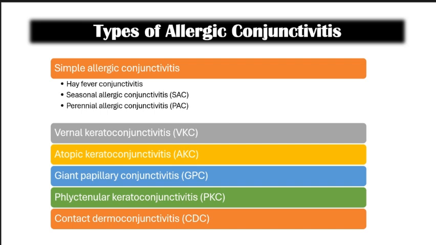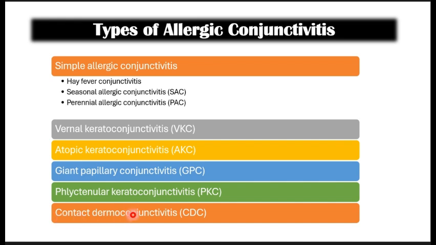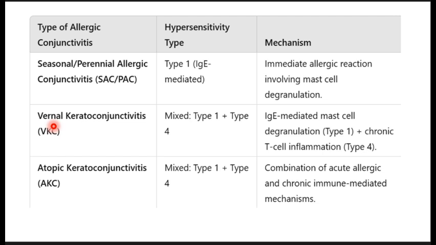Let us try to classify the types of allergic conjunctivitis. So we have simple allergic conjunctivitis, which is further classified into three categories. Then we have vernal keratoconjunctivitis, known as VKC. We have atopic keratoconjunctivitis, AKC, giant papillary conjunctivitis, abbreviated as GPC, phlyctenular keratoconjunctivitis, abbreviated as PKC, and contact dermoconjunctivitis, abbreviated as CDC. Alright, now let's try to understand these one by one in very simple terms.